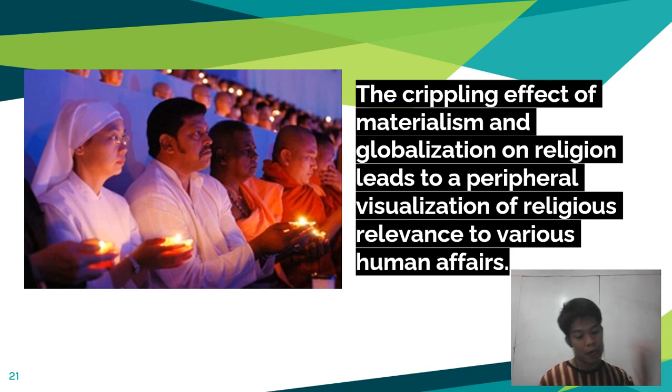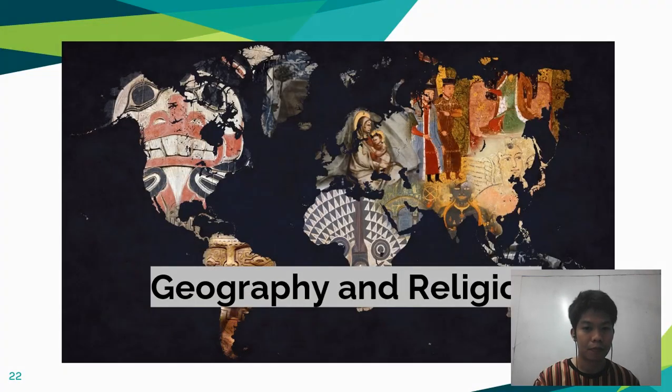Religion can also shape society's destiny. It also provides a template on how to manage and direct one's life. It imposes standards of what a person ought to do or not to do. Okay, in short, the moral dimension of one's actions is guided by his or her religious beliefs. Next is geography and religion.